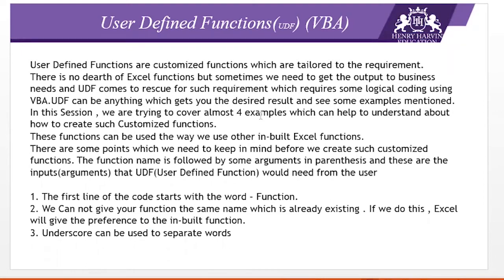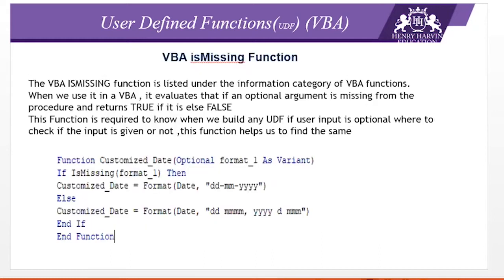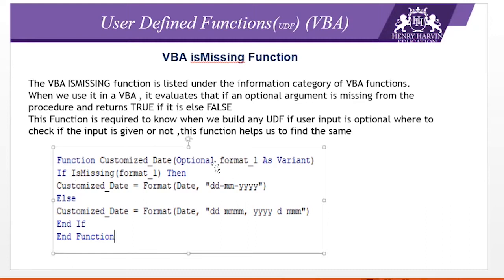To understand this, we have to refresh our VBA concepts again. Let me jump to my other code, which is called the VBA IsMissing function. Guys, this function is listed under the information category of VBA functions. You can see this example. If you know VLOOKUP, the last value tells you about an optional value. Let me show you that example also. First you see everything, then let me show you how you can achieve those things.